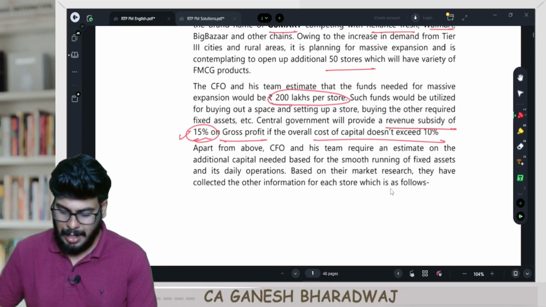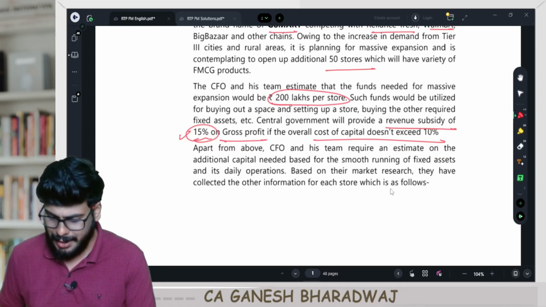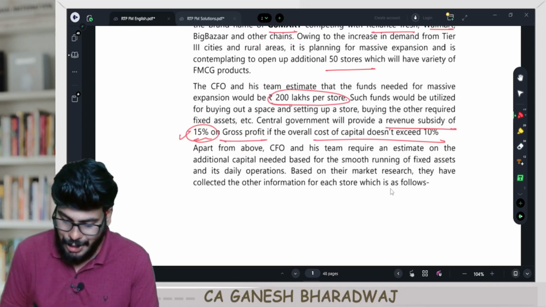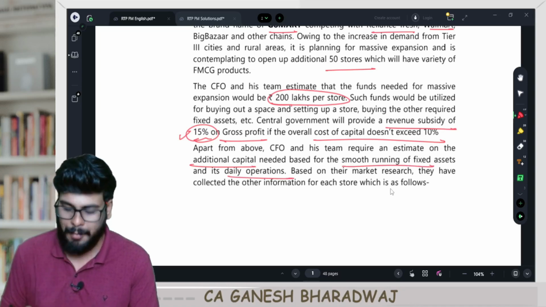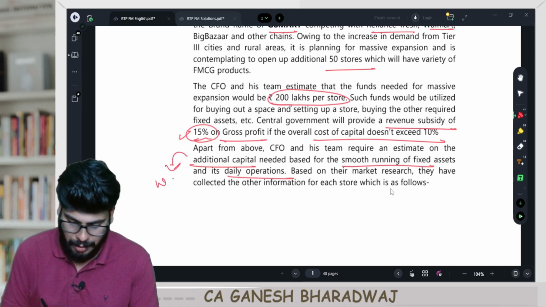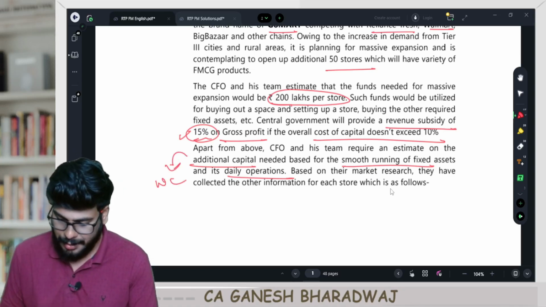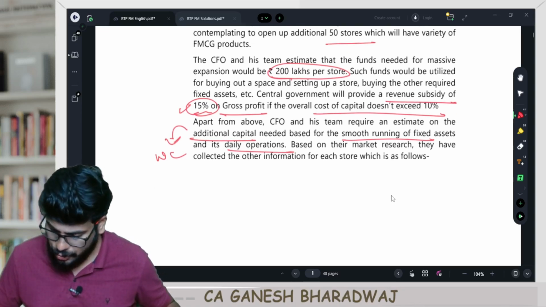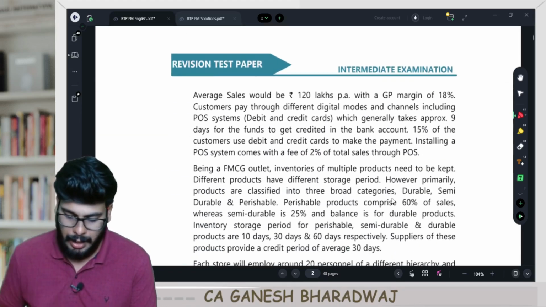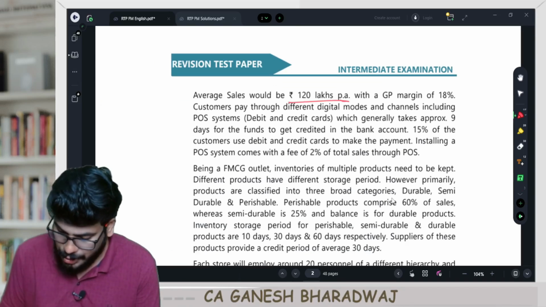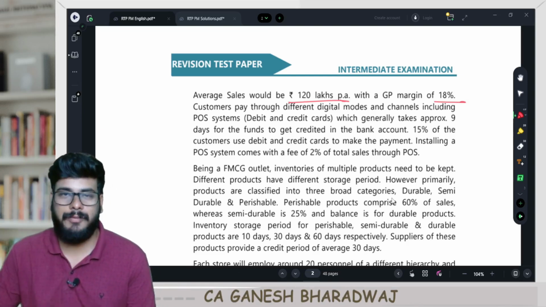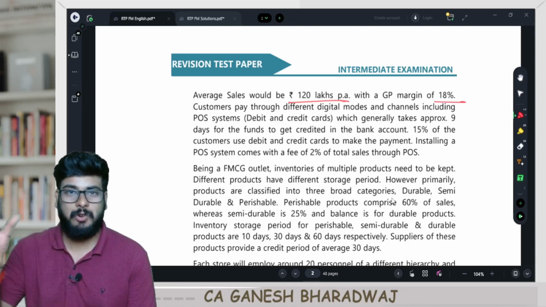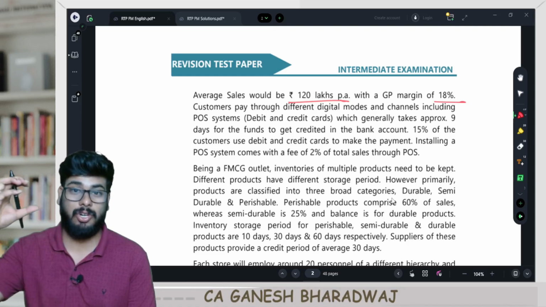Next, apart from the above, the CFO and his team require an estimate on the additional capital needed for smooth running of fixed assets and its daily operation. Basically, your working capital is what they're talking about, right? Based on the market research, they have collected the other information for each store, which is as follows. Now, average sales would be rupees 120 lakhs per annum with a GP margin of 18%, which means what? 120 lakhs is the annual sales. Gross profit is 18%. So basically 82% is going to be your cost of goods sold, COGS.